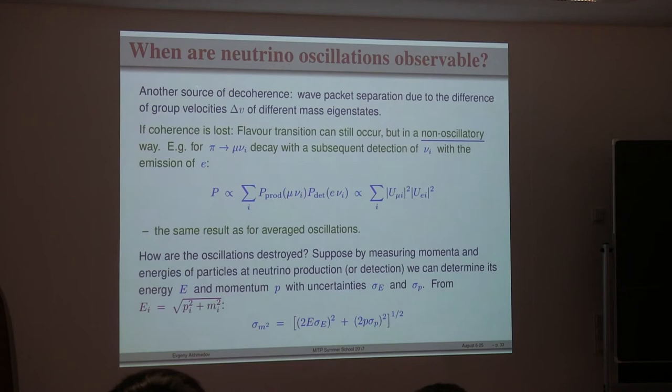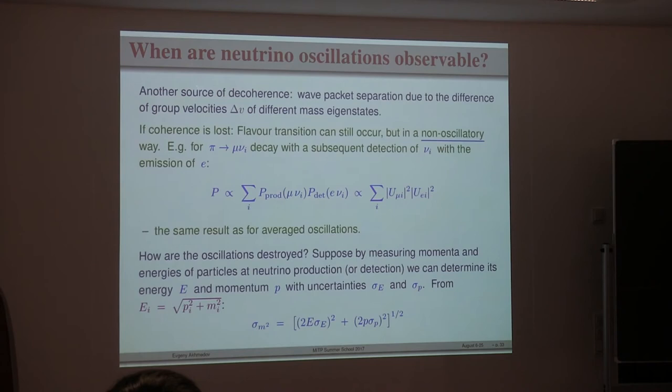Now, if we know these quantities, energy, momentum, and energy and momentum uncertainties, we can find out, using this formula, the uncertainty. We can find out first the mass of the neutrino, but with some uncertainty, which is given by this formula, just by differentiating this equation. So we can only determine the mass squared of the neutrino with this uncertainty, at best. Beyond this, we cannot go. This is quantum mechanics.